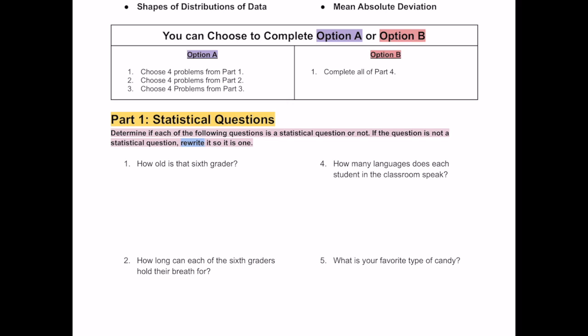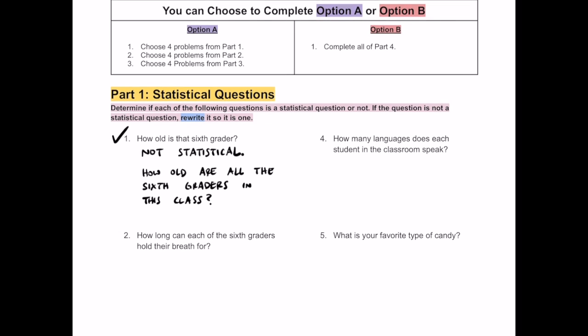So for question 1, that says how old is that 6th grader? This is not a statistical question, so I'm just going to write not statistical. And how could we rewrite this? Maybe we can say, how old are all the 6th graders in this class? All right, so as long as we're asking multiple people and we can collect data, just like that, we can turn it into a statistical question. So that's number 1.